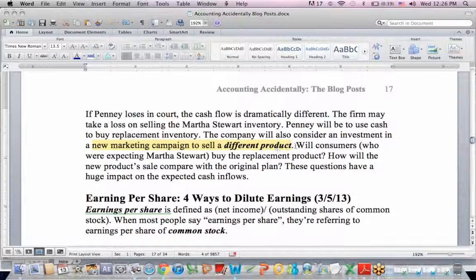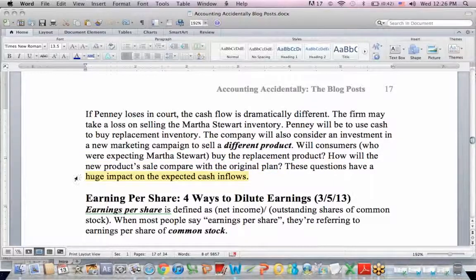Will customers even buy the replacement product that's not the Martha Stewart? We've been conditioning, marketing, promoting Martha Stewart. If we give them something that's different and it's perceived as not as good, will they buy it? And how will the new sales compare with the original plan of sales? Because that has to do with planning cash flow. It's directly related to the revenue. These questions have a huge impact on expected cash flow.